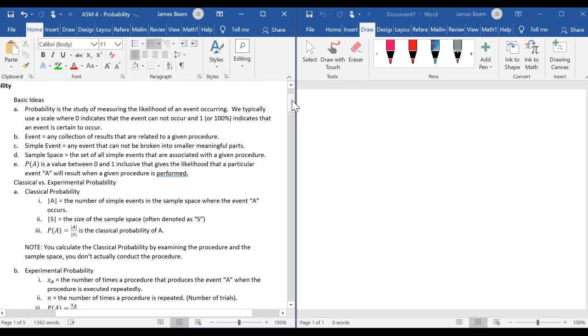Probability is a measure of likelihood, so it's how likely is an event going to occur. This is not technically part of statistics. It actually falls under game theory, but it's something that we use in statistics to get something done.